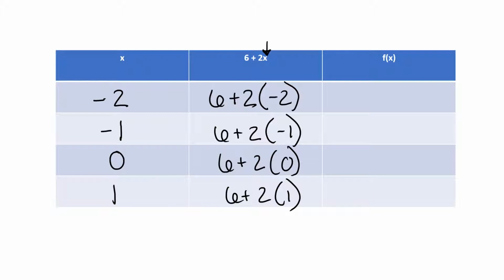You can solve it in your head. You can write out your work, whichever's easiest for you. 2 times -2 is -4, plus 6 is going to give you a +2. 2 times -1 is -2, plus 6 is going to give you a +4. 2 times 0 is 0, plus 6 is going to give you a +6. 2 times 1 is 2, plus 6 is going to give you 8.